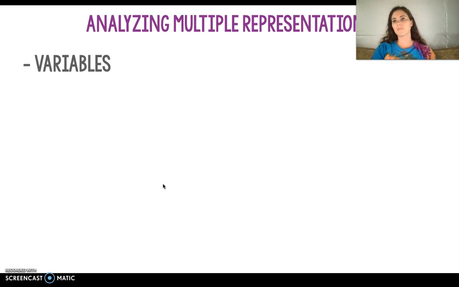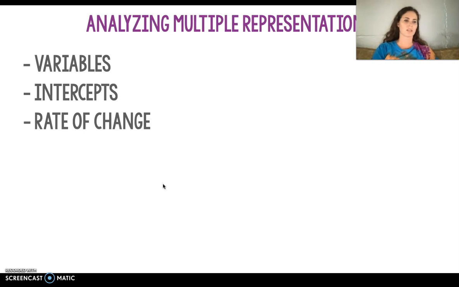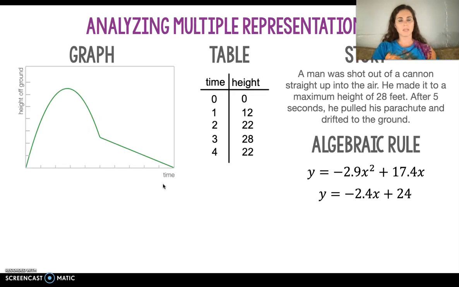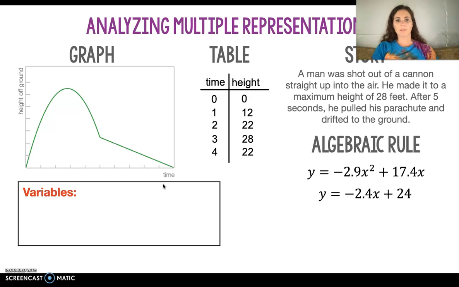So we want to be able to talk about the variables. What do our inputs and outputs represent? The intercepts, where are they on the graph? How do we find them? Where are they in the table? And what do they mean in our situation? Tell me about the rate of change. And then tell me about the allowable inputs. Those are all key features that we can analyze from a function, and we can use different representations to do that. So, for example, we're going to talk about the variables.